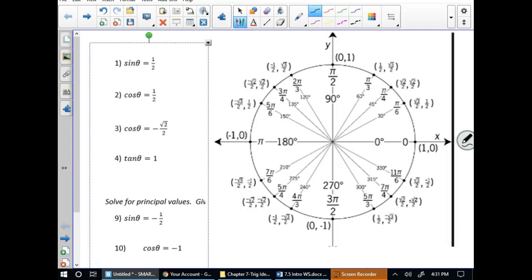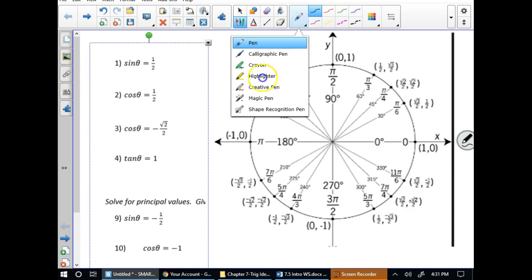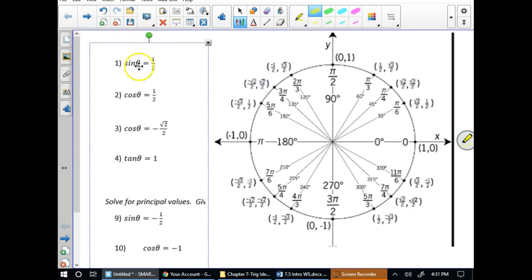So for your 7-5 homework, you have to answer these trig equations, and you're given your answer in principal values. Principal values for sine and tangent means that you're looking at first and fourth quadrant, from negative pi over 2 to pi over 2, or from negative 90 degrees to positive 90 degrees. For cosine, you'll look at the first and second quadrant, from 0 to 180. So let's look at what that looks like here.